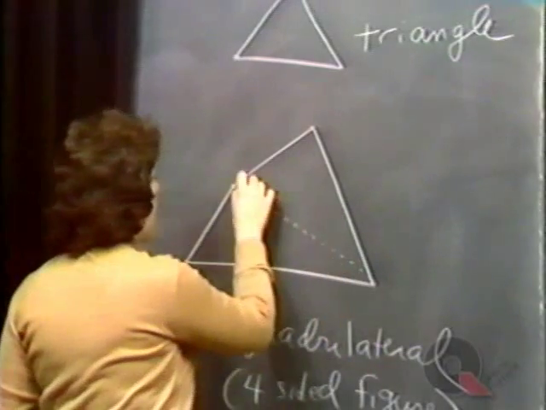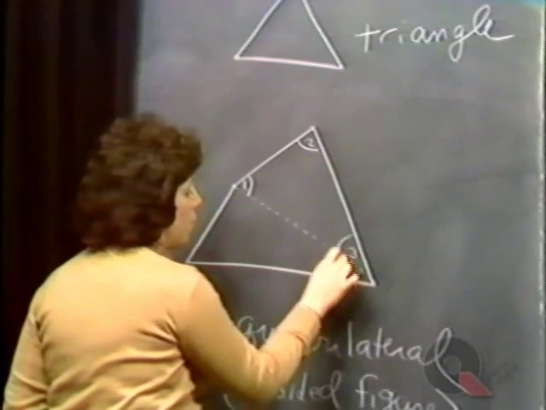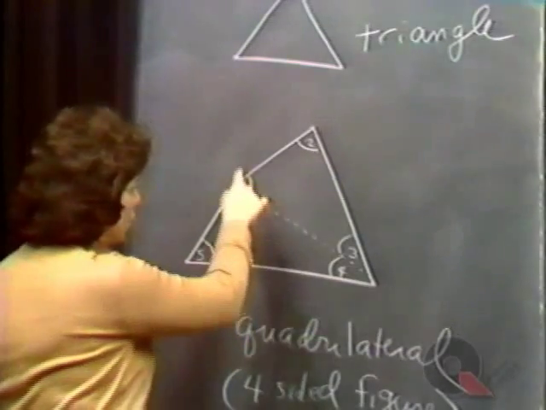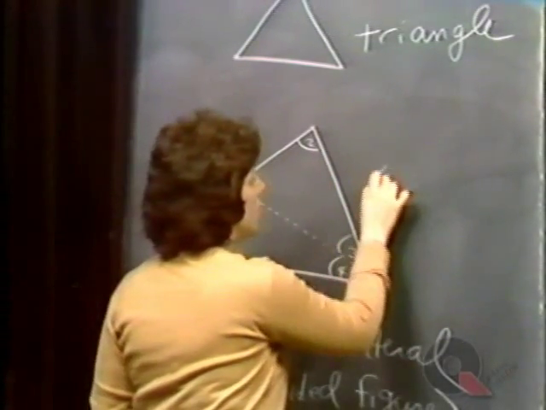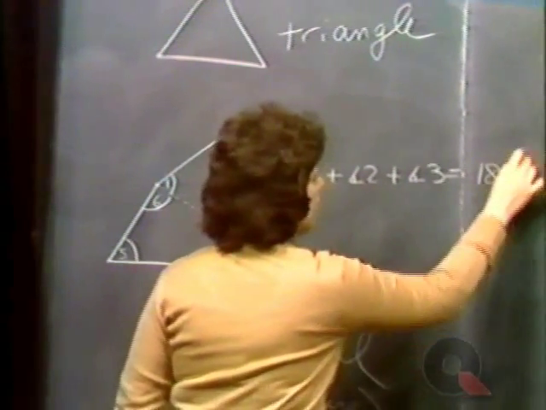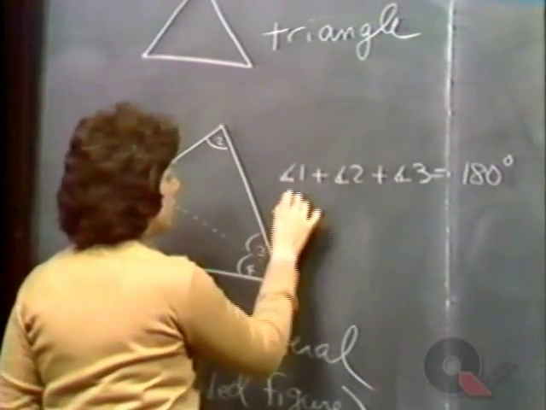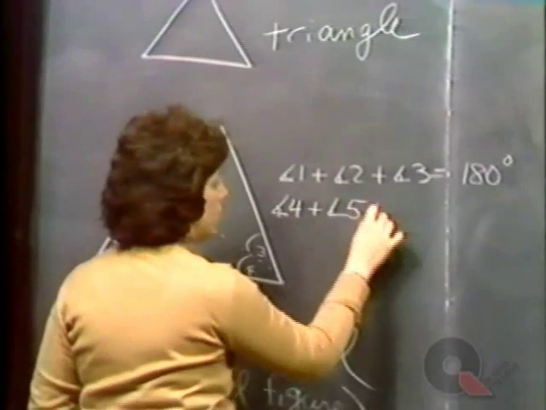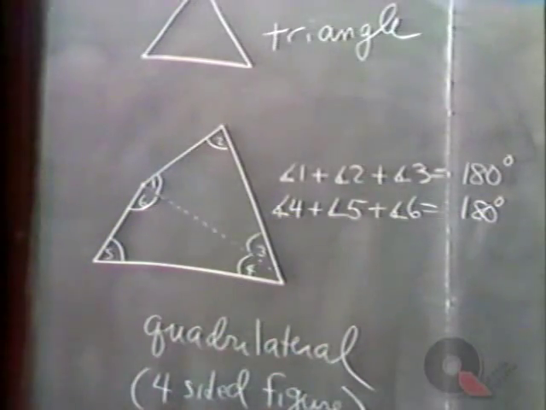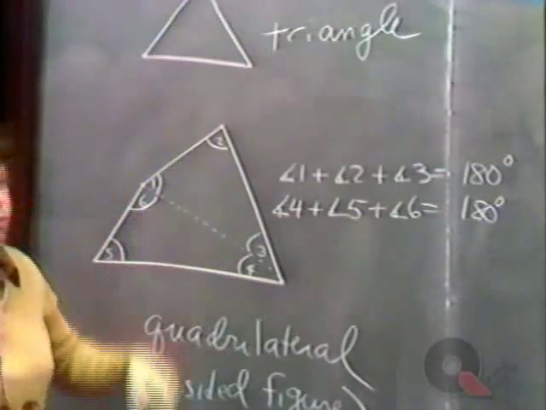If you label this, say, angle 1, angle 2, angle 3, angle 4, angle 5, and angle 6, we know that angles 1, 2, and 3 sum to 180 degrees because we have a triangle. Also, angles 4, 5, and 6 sum to 180 degrees, and adding up these equations, adding the left sides and adding the right sides, we get that angles 1, 2, 3, 4, 5, and 6 add up to 360 degrees.